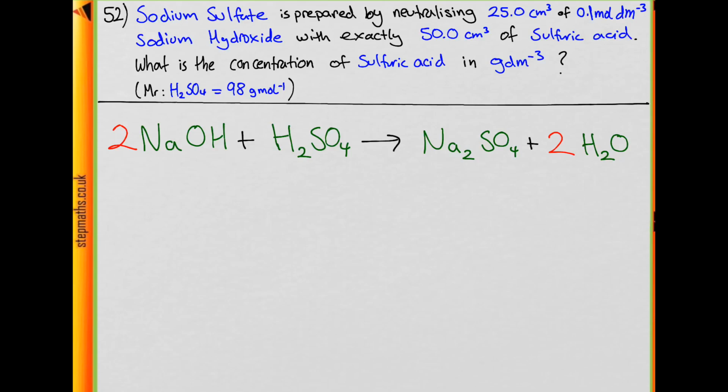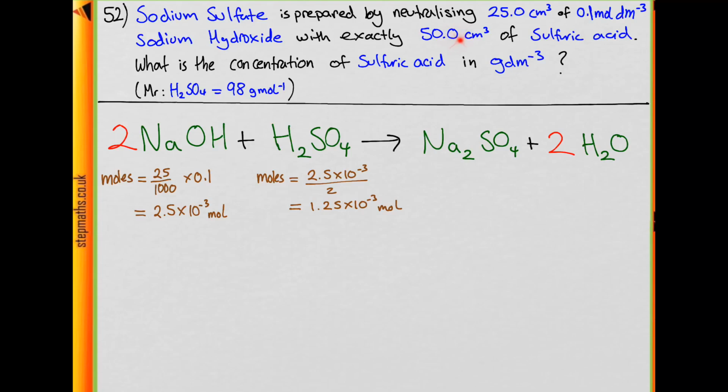Now to find the concentration of sulfuric acid, we know the volume and concentration of sodium hydroxide, so we can find out the moles of sodium hydroxide, which will be volume times the concentration. Remember, volume in decimeter cubed, and that'll give you 2.5 times 10 to the minus 3 mole. We can see that we have a 2-to-1 ratio of moles, so our moles of sulfuric acid will be half that, so it will be 1.25 times 10 to the minus 3 mole.